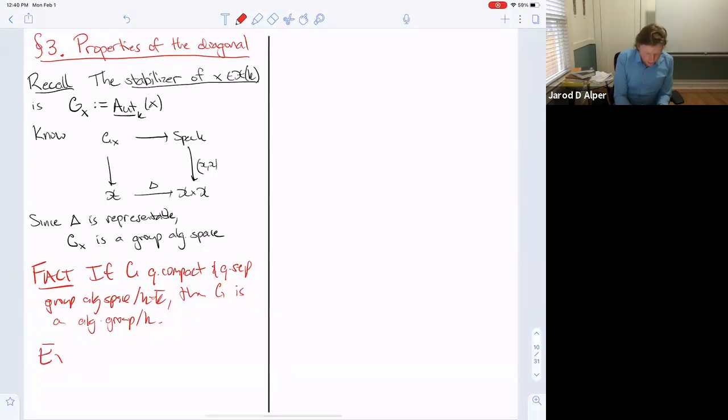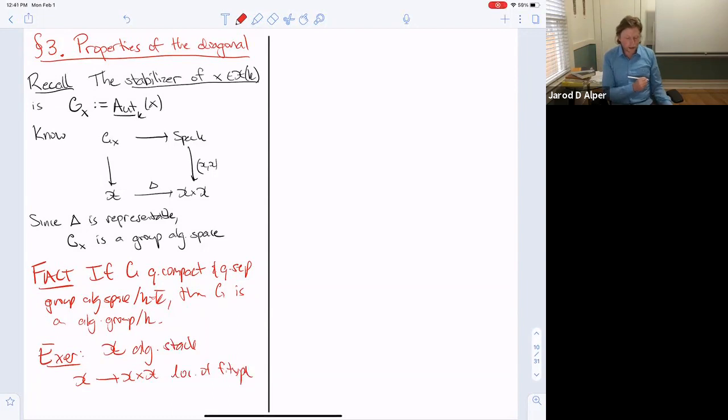And I'll just list this as an exercise. If X is an algebraic stack, the diagonal is locally of finite type. So if you add the quasi-compactness assumption, it's finite type, and by an algebraic group here, all I mean is a finite type group scheme over a field. Often you could impose that the diagonal is affine, and then you get that the stabilizers are affine algebraic groups. Okay, and then the other construction that I want to define is the inertia stack.